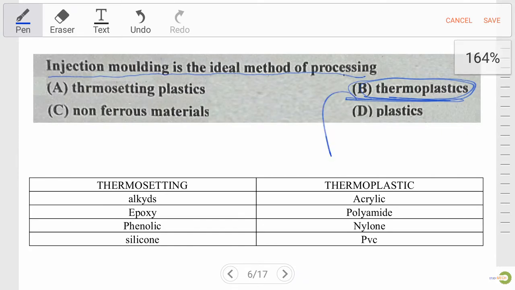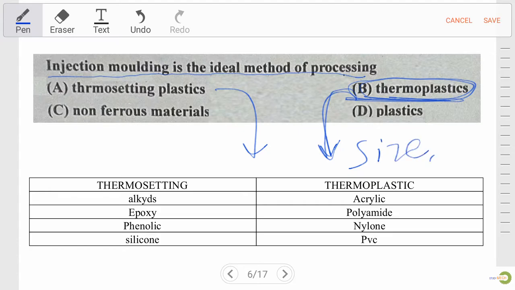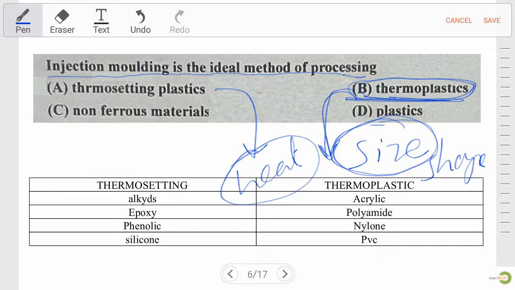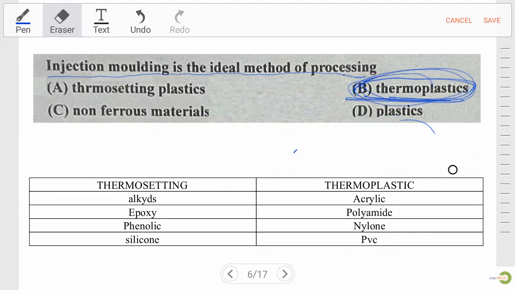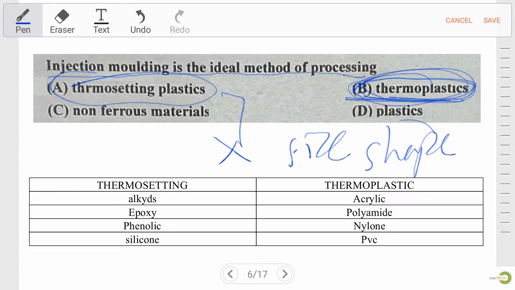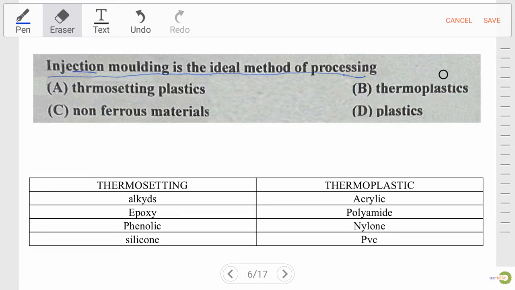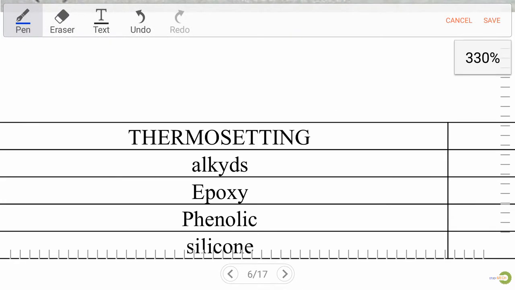Now what is the meaning of thermoplastic and thermosetting plastic? First of all, when a product is made, if we want to change its size and shape, then it is possible if we apply heat again and again. So once the product is made, we can change size and shape as per our requirement in thermoplastic material. But in case of thermosetting plastic, we cannot change size and shape once it gains its original size and shape. So by applying heat again and again, we cannot change size and shape in thermosetting plastic. So remember this difference. Now let's see some important examples for thermosetting and thermoplastic.